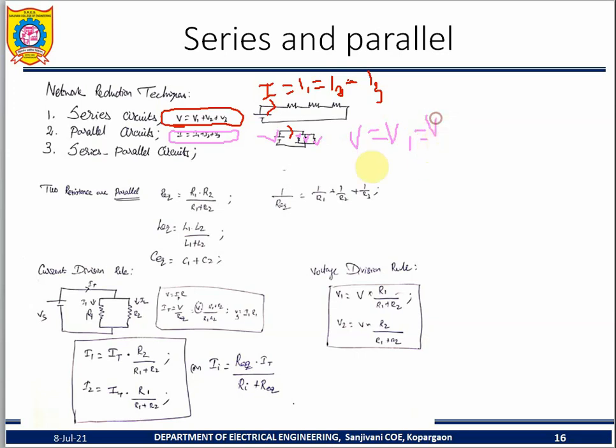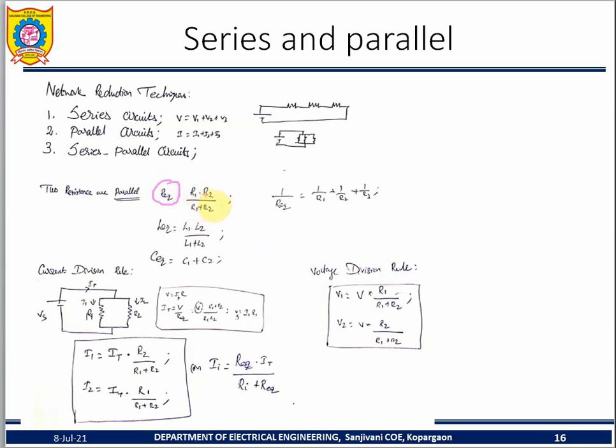Why are these equal? See, V is directly connected to element number 1, V is directly connected to element number 2, and V is directly connected to element number 3. That's why V is equal to V1, equal to V2, equal to V3. Directly connected. Then if two resistances are in parallel, what is the formula? Simplification: R equivalent is equal to R1 into R2 divided by R1 plus R2.